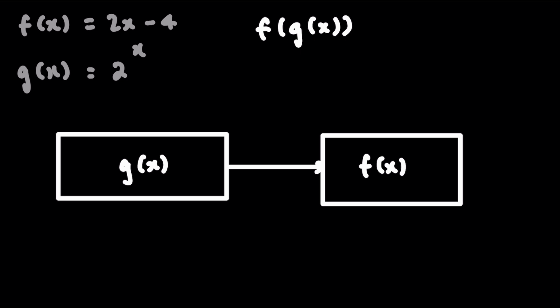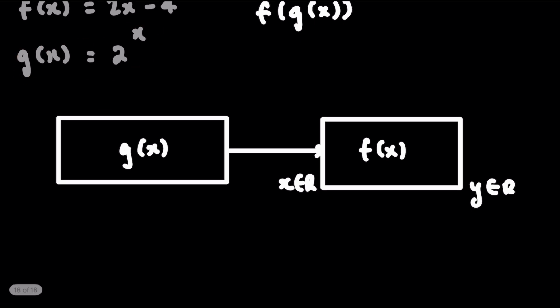Next, I'm going to draw the domain and range of each of these functions. And because f of x is a linear function, I'm going to draw that x, i.e. all real numbers, are the domain of f of x, and the range of f of x is that y is an element of real numbers, i.e. all real numbers.